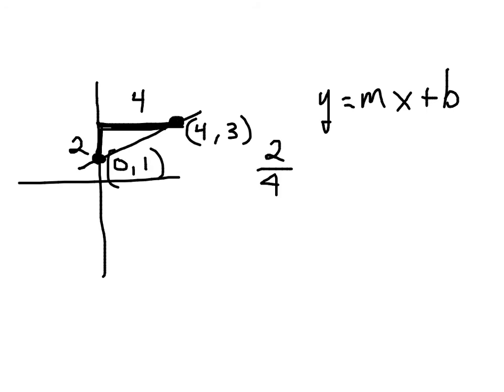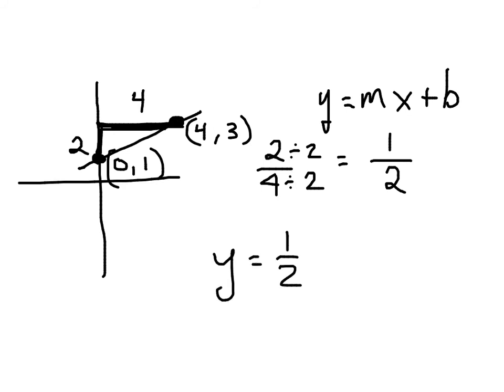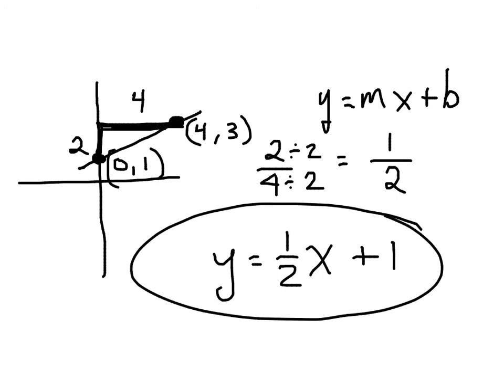Always reduce if you can. What number goes into both 4 and 2? 2. Good. What's 2 divided by 2? 1. 4 divided by 2 is 2. Good. So 1/2. That's my slope. So y equals 1/2 x. And what's the y-intercept? 1. How'd you get that, Alyssa? Because it's not a negative. But where'd you find it? 0, 1. Remember, it's the one that has a 0 as the x-coordinate. Good.